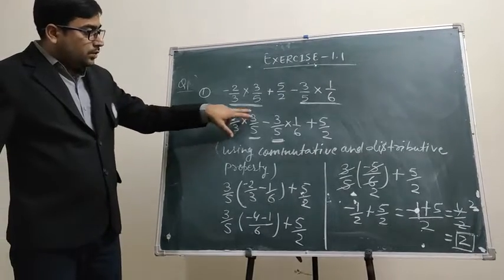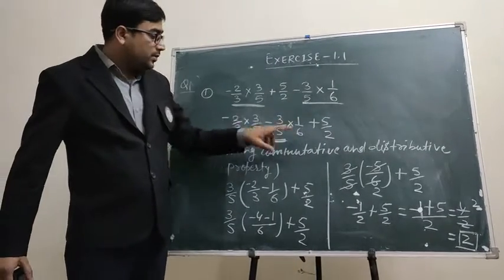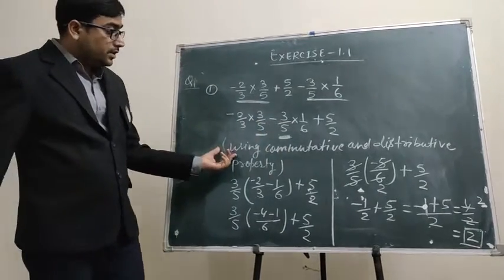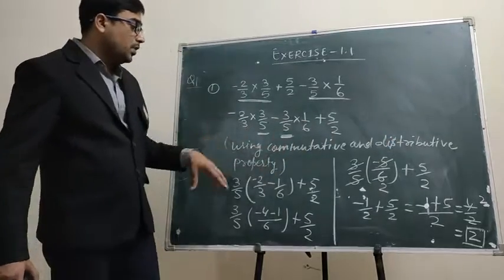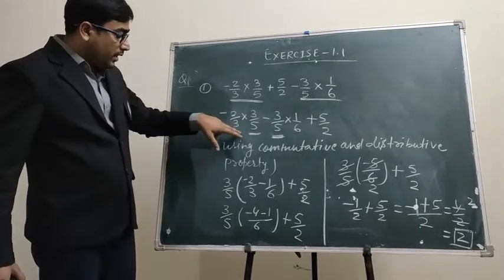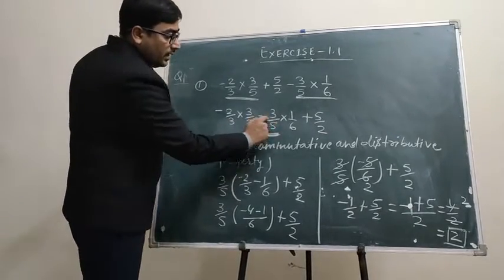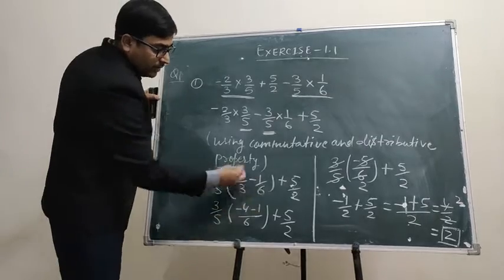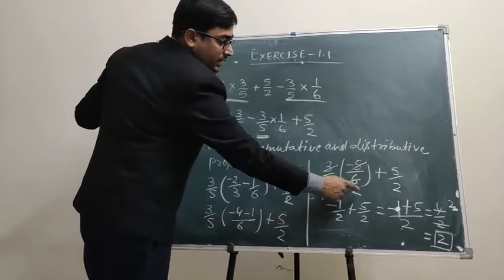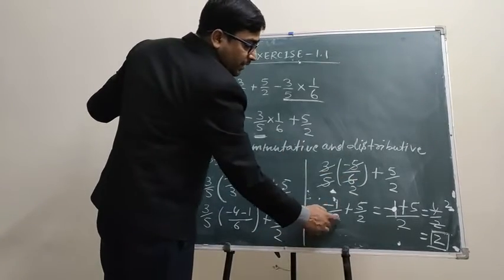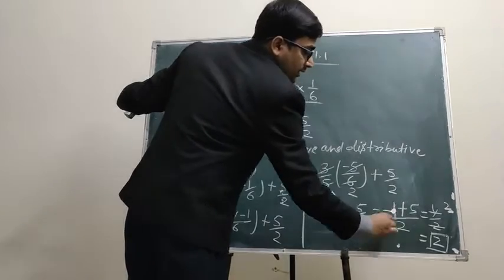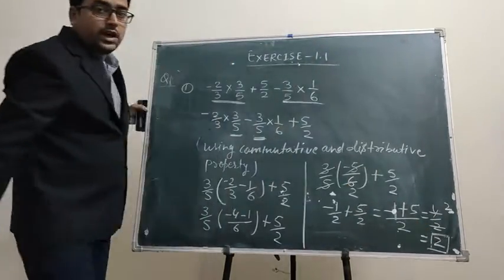Minus 2 by 3 into 3 by 5 minus 3 by 5 into 1 by 6. Here 3 by 5 is common, and here we are using two properties: the commutative property and the distributive property. Here we take 3 by 5 as common. What is left here? Minus 2 by 3. Then here minus 1 by 6. Solve this bracket part. What we get? Minus 5 by 6. 5 cancelled out. 3 and 6 cancelled out by 2. Minus 1 by 2 plus 5 by 2. You have to solve this fraction. We get 2 as the answer.